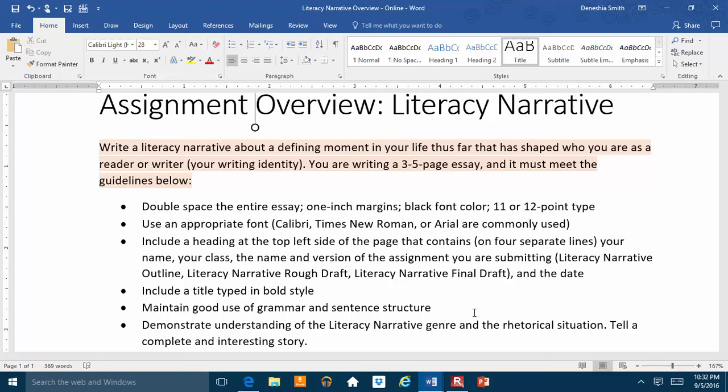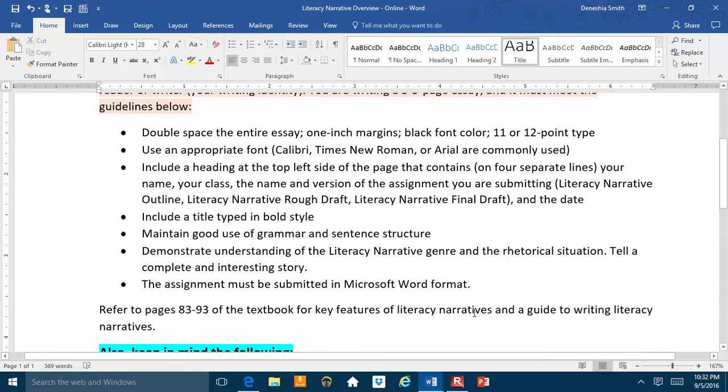Essentially, your writing identity. You are writing a 3 to 5 page essay, and it must meet the guidelines below. You want to double space the entire essay. You need 1-inch margins, black font color, and 11 or 12 point type. When you open a typical Microsoft Word document, your margins are usually at 1 inch, so there's usually nothing you have to do in terms of the margins.